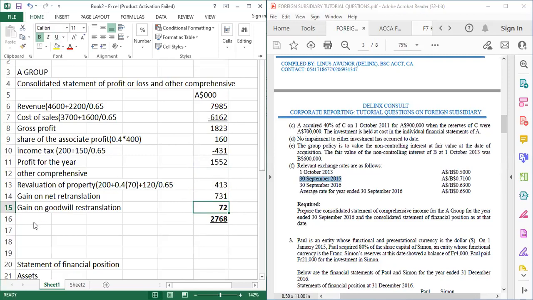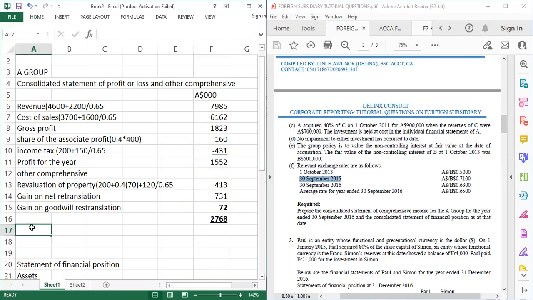So this particular figure will be shared among the parent and then the NCI. So let's show how we share it. So we look at profit attributable to the following people.